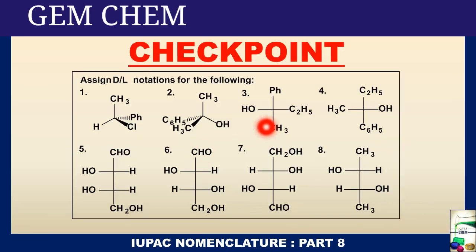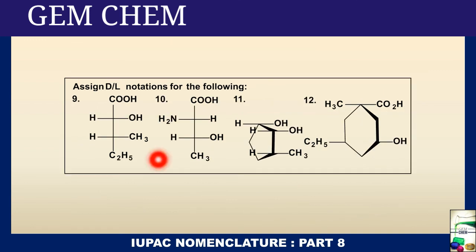Now see, this is a checkpoint. Take a screenshot and try to assign DL notations for each of the stereo centers. And if you can see here, we can obtain the Fischer projection from this flying wedge projection. We have seen how to obtain it in the video of stereochemistry part 3. So it is easy to obtain, and then we can obtain the D and L configuration. Next, there are also a few questions. Take a screenshot and try to solve them on your own.